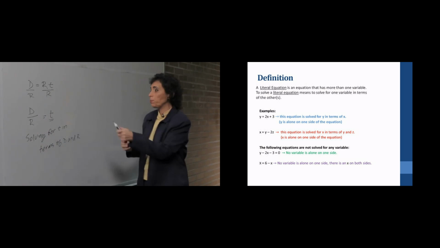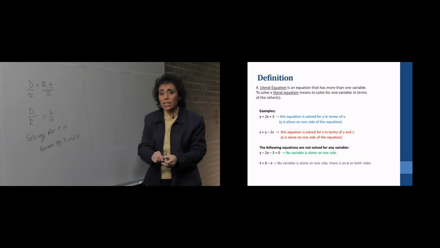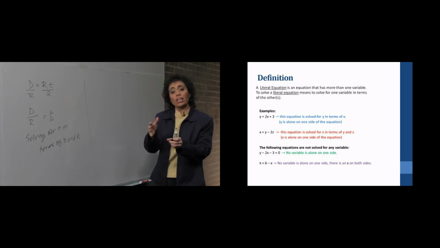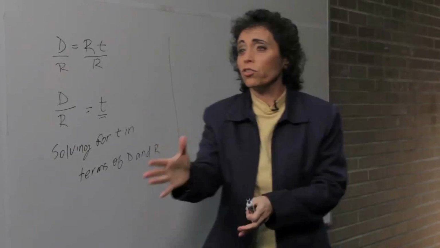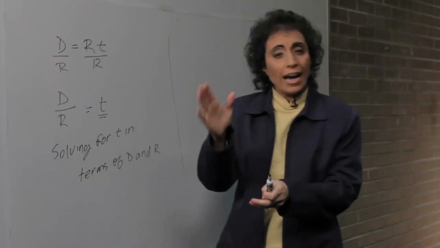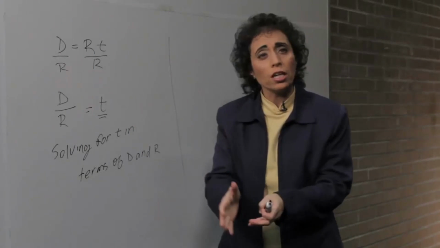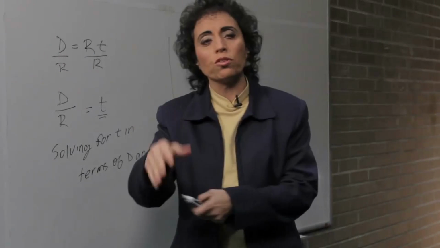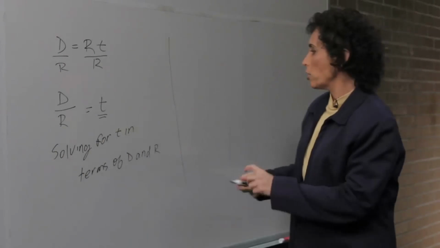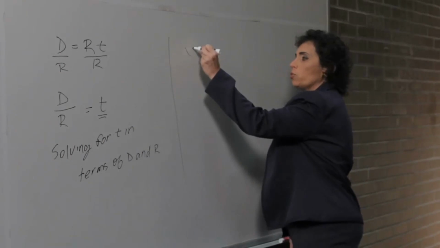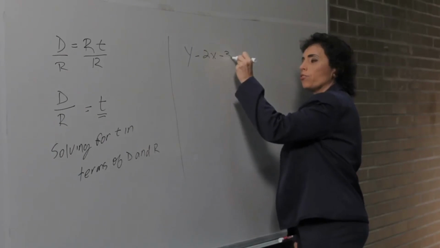So let's look at some of the examples on this slide, where it says y equals 2x plus 3. Well, that's solved for y in terms of x. Y is alone on one side. x equals y minus 2z. That's solved for x in terms of y and z. But look at the next one, y minus 2x minus 3 equals 0.